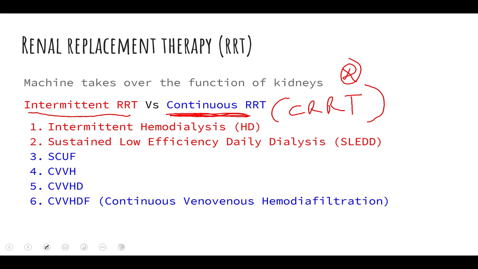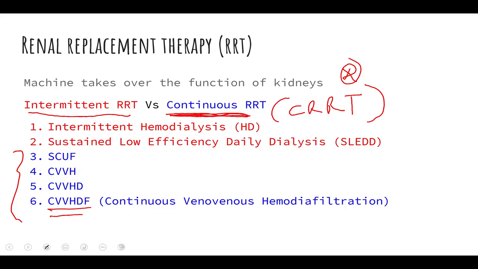However, patients that are critically ill, say inside the intensive care unit, are not going to be able to tolerate such an aggressive treatment, which is why the use of continuous renal replacement therapy over a course of 24 hours or more is necessary. Within continuous renal replacement therapy, we have four modalities. In this video, we're going to talk about CVVHDF, which stands for continuous veno-venous hemodiafiltration, because it covers all the other three.